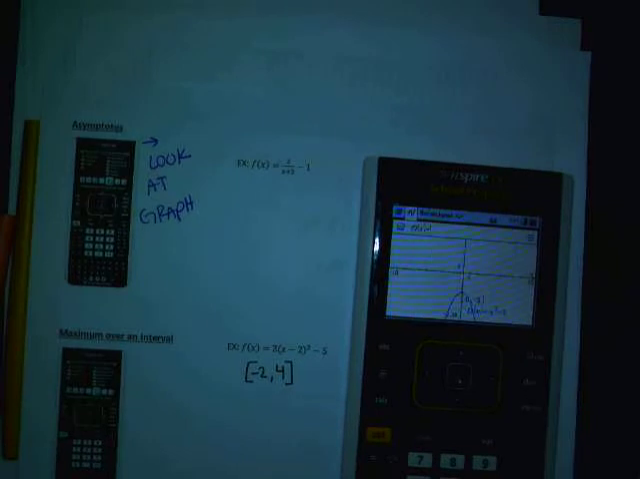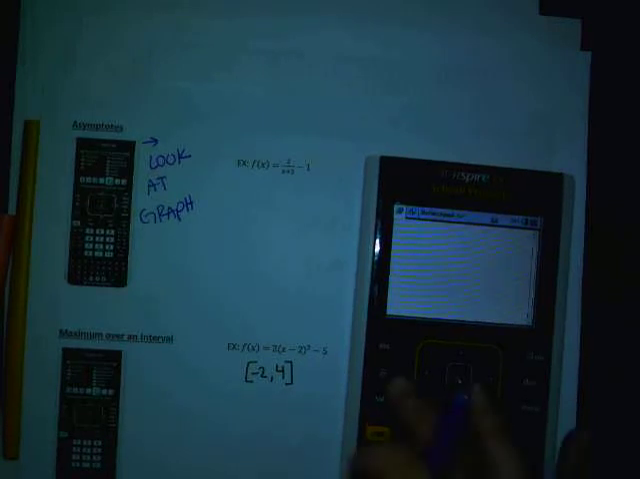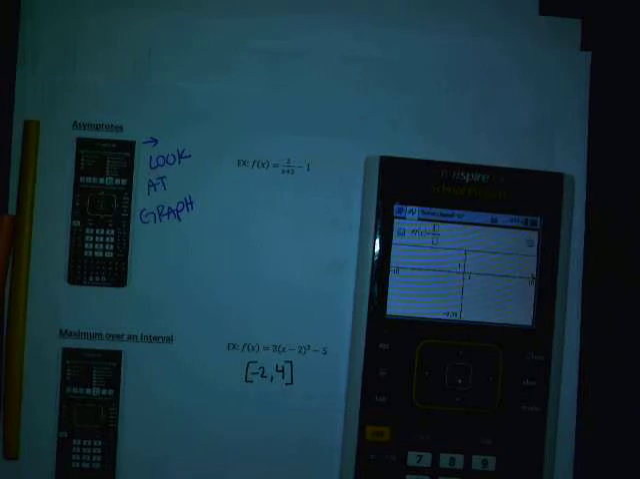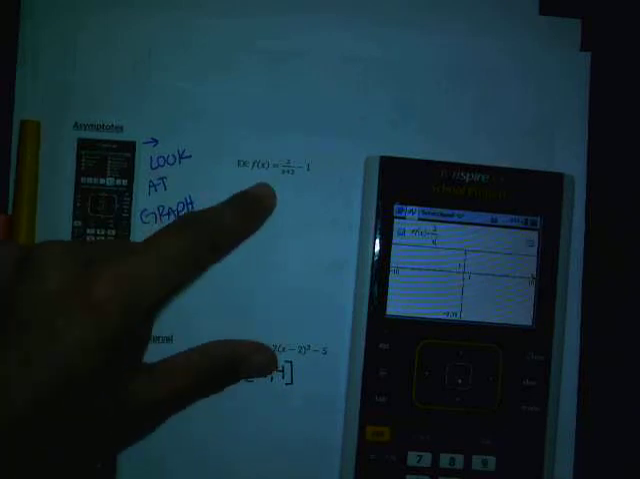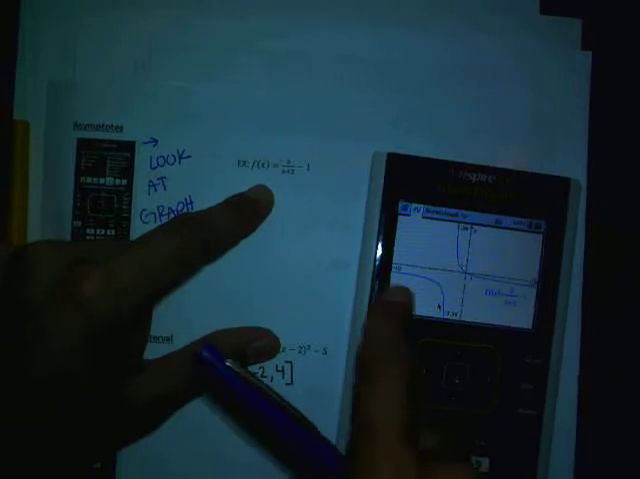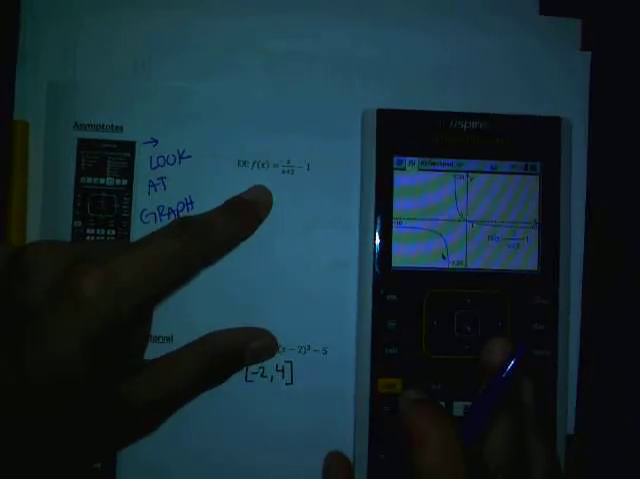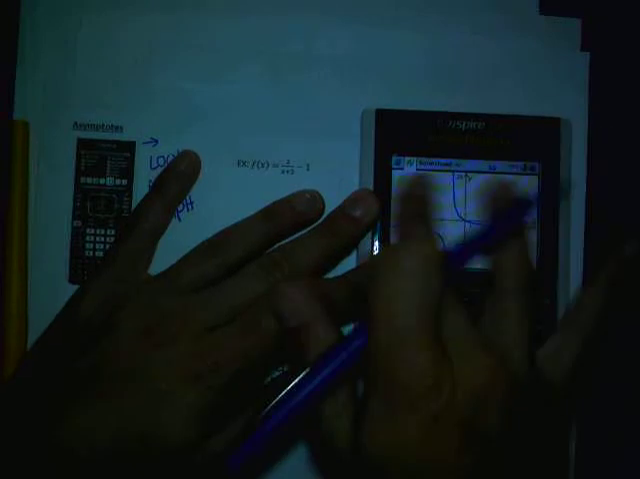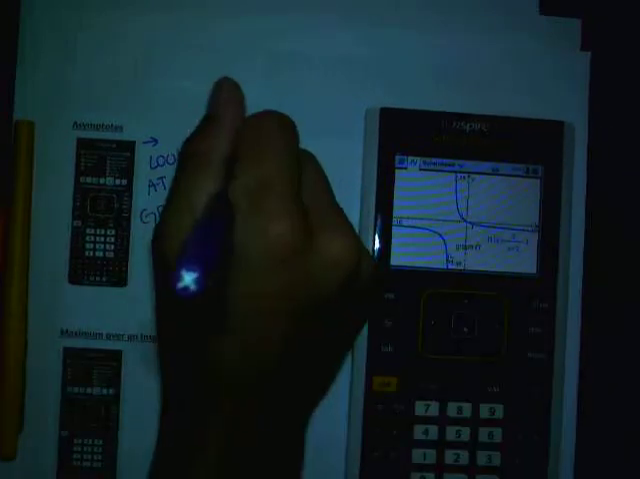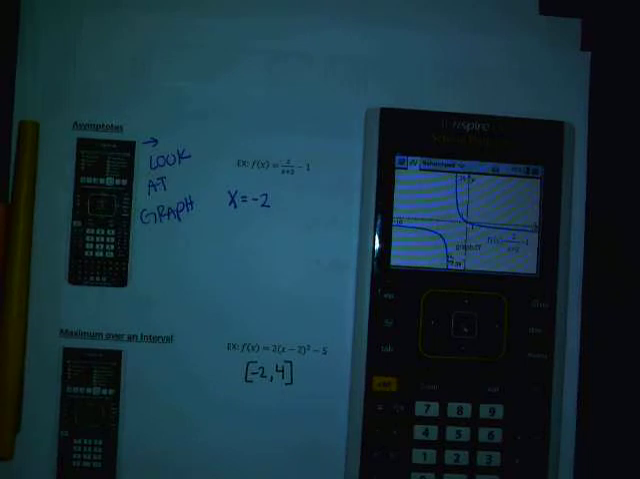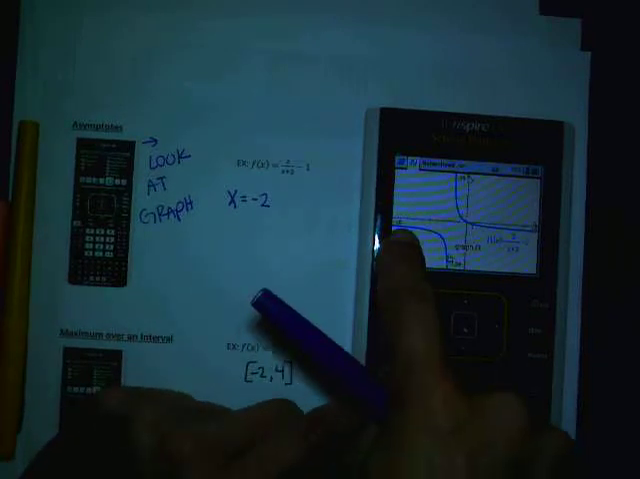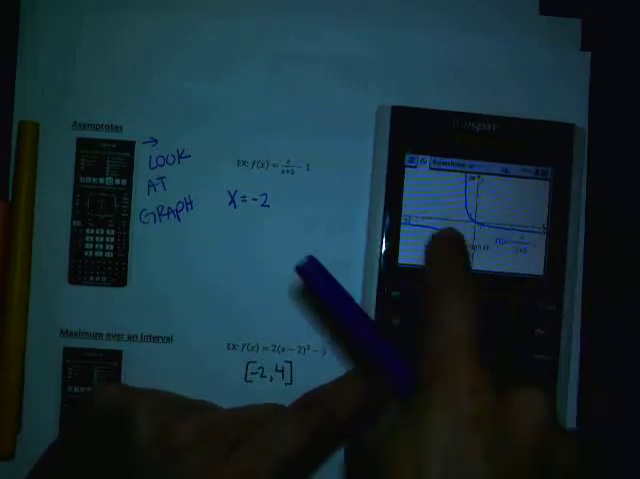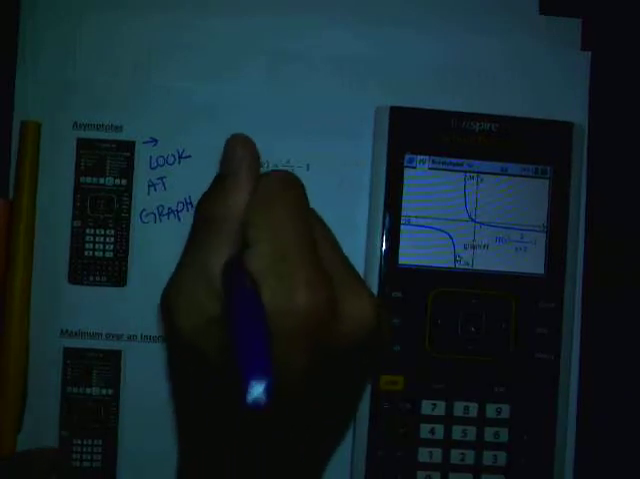So I'm going to clear it out. 2 on top, x plus 2, minus 1. 2 banana shapes means 2 asymptotes. So I know I'm going to have 2 asymptotes. And it looks like one of my asymptotes is right here at -2, and it's going through the x-axis. So x equals -2 is one of them. The other asymptote looks like it's right here going through -1 on the y.